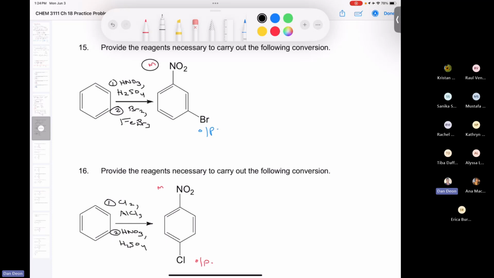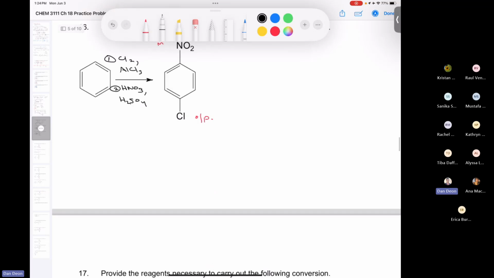There we go. Give me a thumbs up if you're with me on 15 and 16, just how the order of operations works. Okay, cool. Awesome. Good. Just wanted to be sure.